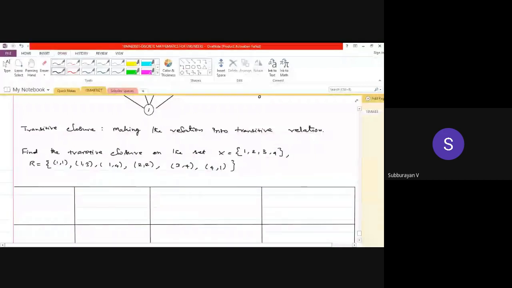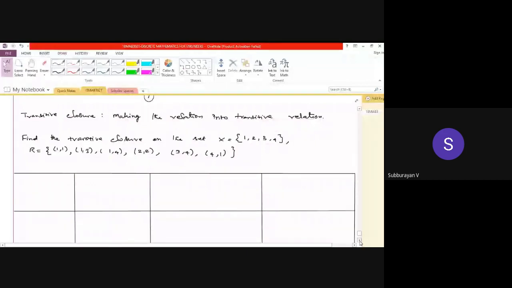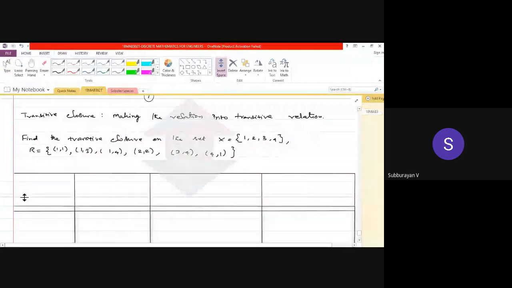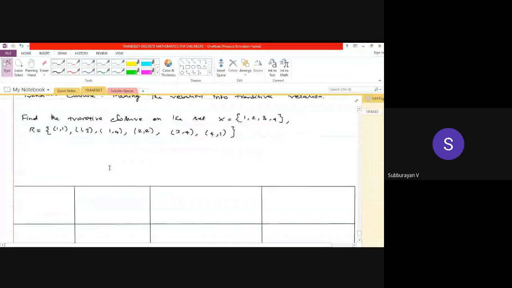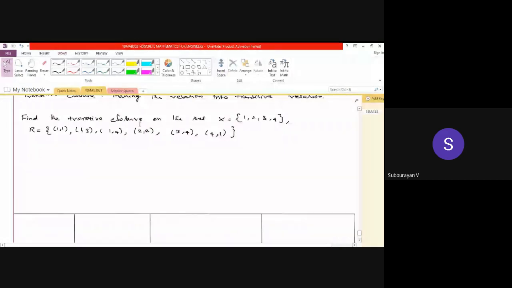First thing is, while applying Warshall's algorithm, we have to find the matrix representation of the given relation. See how many elements are there in X? X consists of 4 elements. Therefore, the size of the matrix will be 4 cross 4. What is the matrix representation of R?